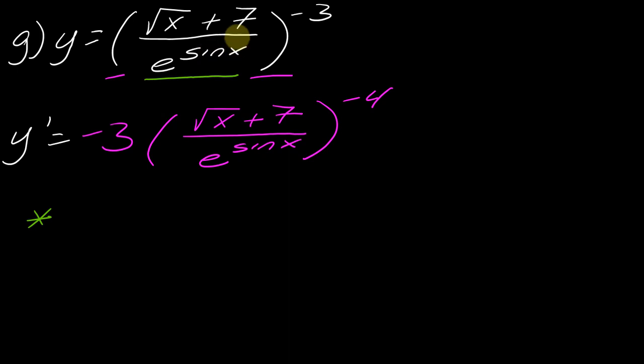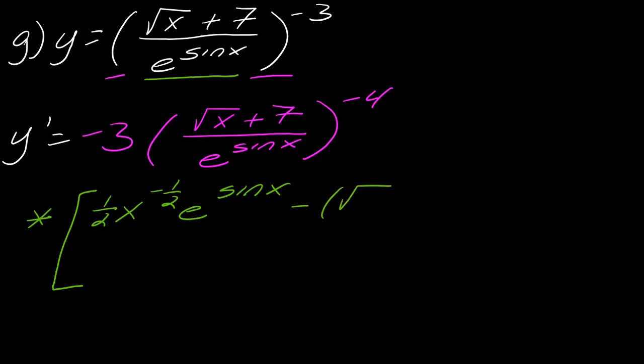Now, I'm going to multiply this by the derivative of the inside. As I think about taking the derivative of the inside, I'm going to have to use the quotient rule. The quotient rule requires that first I take the derivative of the top function and multiply it by the bottom. The derivative of the top function will be 1/2 x to the negative 1/2. Then I just multiply that by the bottom, so I don't do anything to the bottom right now: e to the sine x. Now I leave the top part intact, square root of x plus 7.